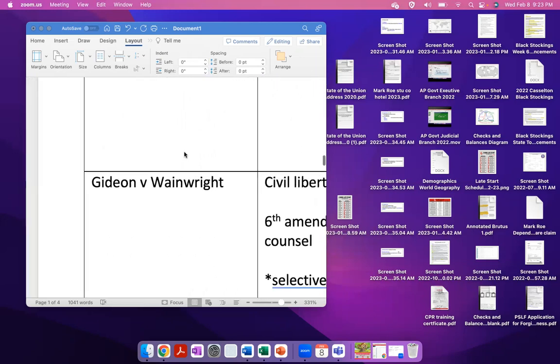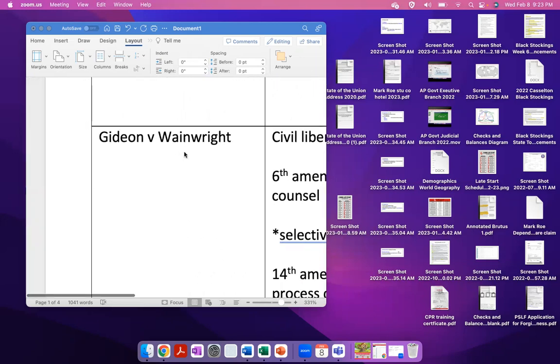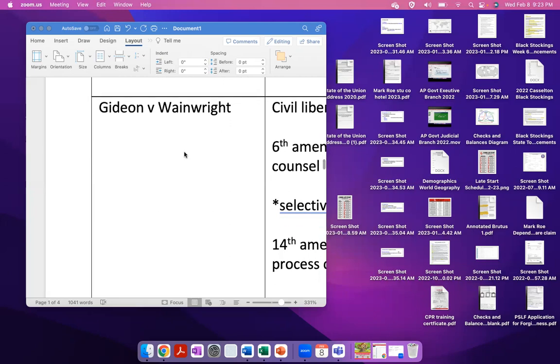Moving along. We get into a selective incorporation case here. This is Andy Meyer's favorite case. Andy, what's the phrase with Gideon? So a Florida man walks into a bar. Yep, just how any good story starts. A Florida man walks into a bar, right?